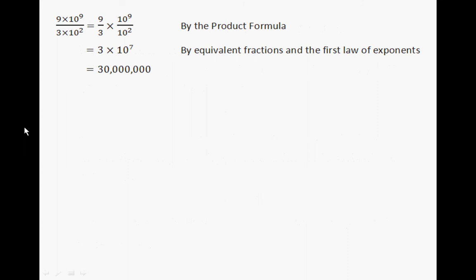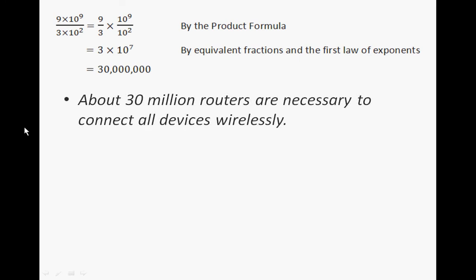And again, by using the product formula, we're going to separate the 9 and the 3 to make 9 over 3, and the 10 to the 9th power over 10 to the 2nd power. And then again, by using equivalent fractions and the first law of exponents, we get 3 times 10 to the 7th power, which is 30 million. So about 30 million routers are necessary to connect all the devices wirelessly.